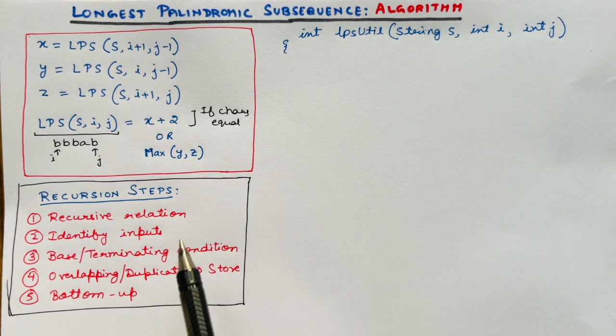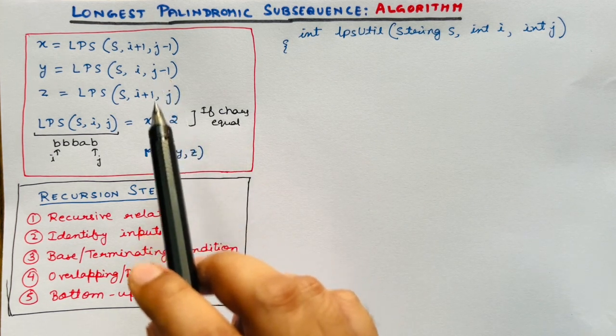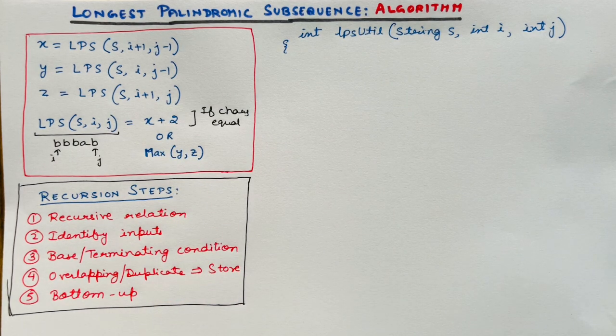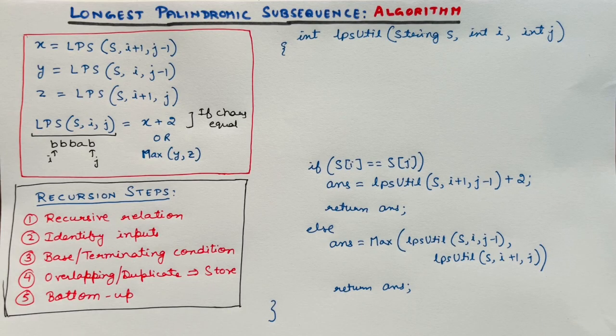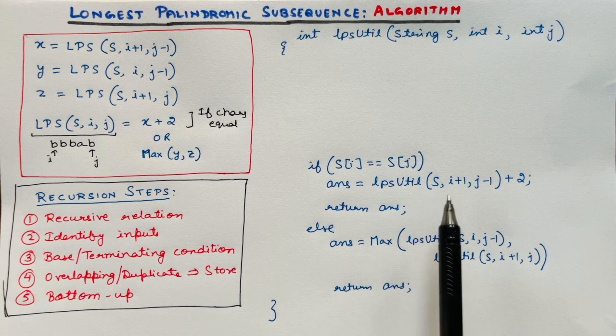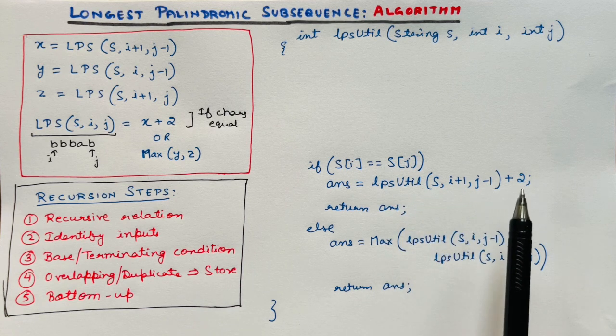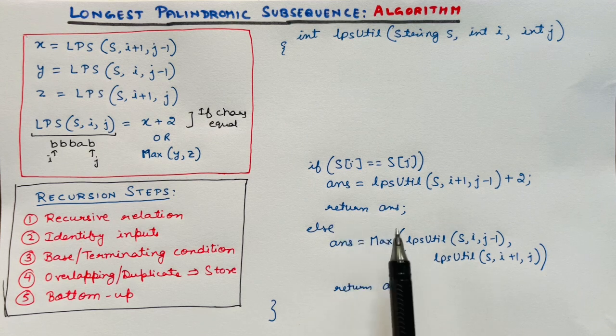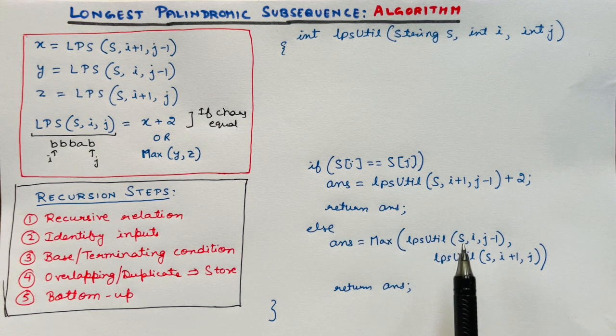Now let us try to write the algorithm as per this recursive relation. As per the recursive relation, if the two characters at the start and the end are equal, then our answer will be LPS util of s, i plus 1, j minus 1, plus 2. And if they are not equal, then our answer will be the maximum of the two: LPS util s, i, j minus 1 and LPS util s, i plus 1, j.